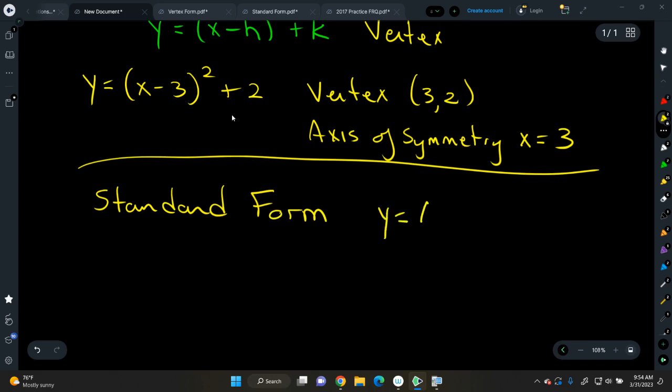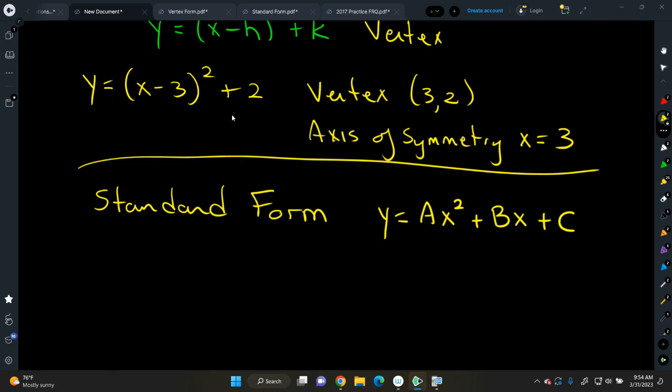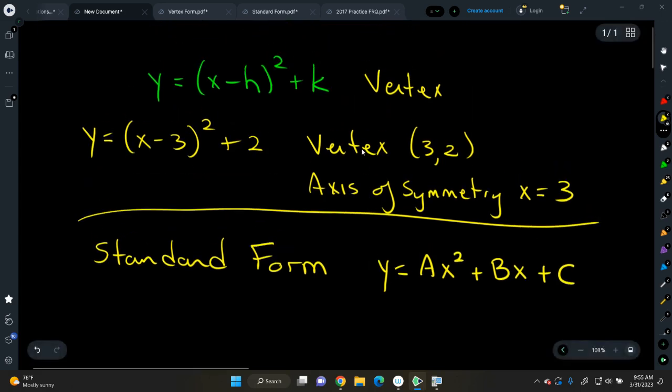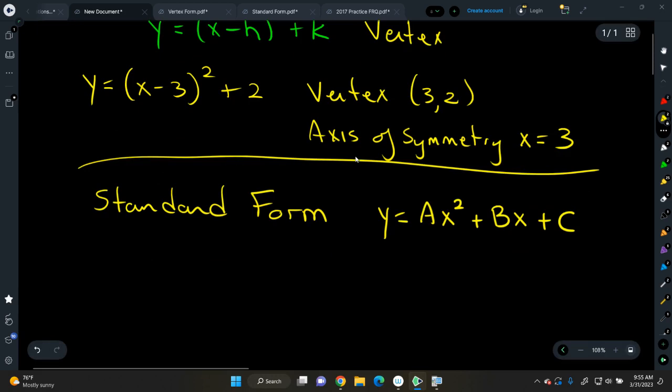Y equals ax squared plus bx plus c. That's what we call the standard form. Okay, the other one was the vertex form. What were the advantages of the vertex form? We could quickly identify the vertex and we could quickly identify the axis of symmetry. Okay.